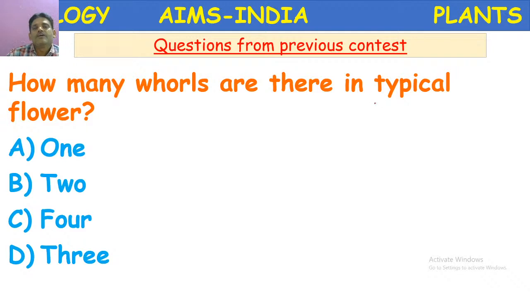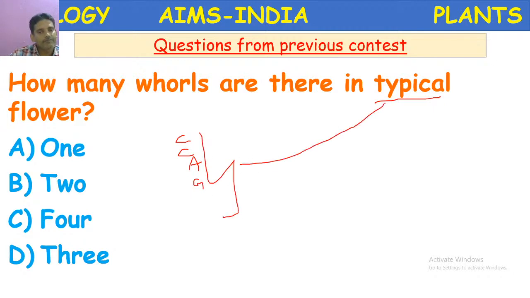Here the mention of a typical flower means a complete flower. So compulsorily it has to possess all the 4 whorls. What are the 4 whorls? Calyx, corolla, androecium, gynoecium. If these 4 are present, then it is called a typical flower. Okay. So option C is correct. Very good. Most of you are involved in this quiz.